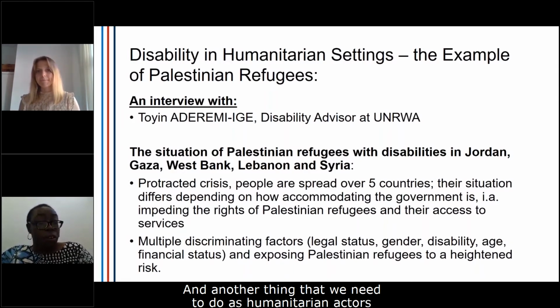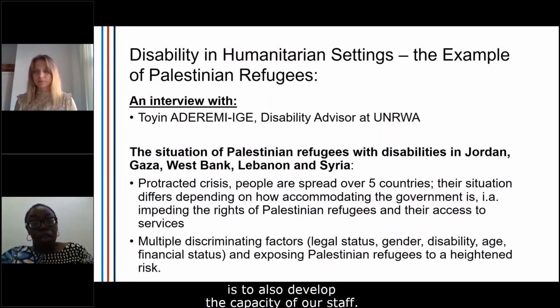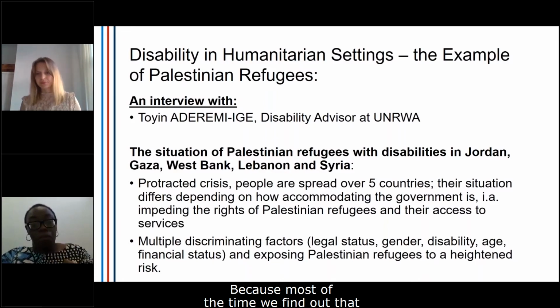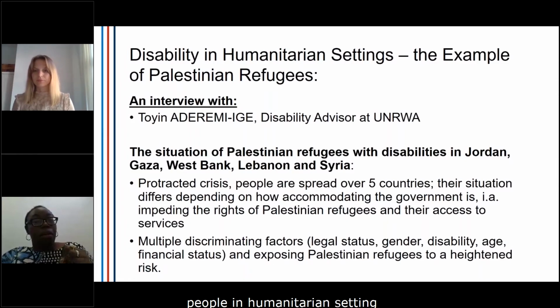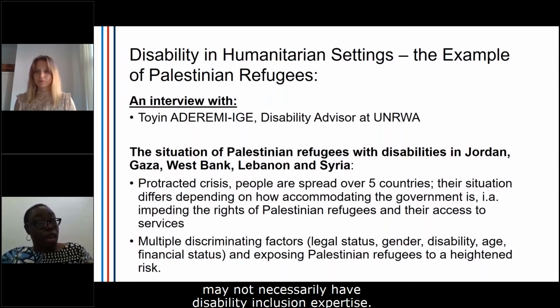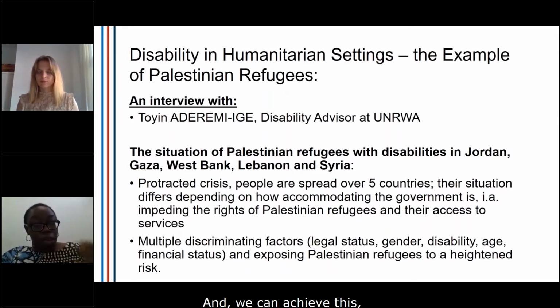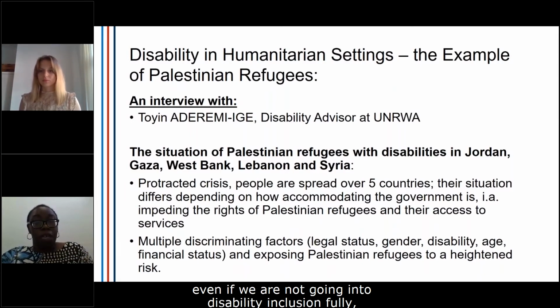And another thing that we need to do as humanitarian actors is to also develop the capacity of our staff. Because most of the time we find out that people in humanitarian settings may not necessarily have disability inclusion expertise. And we can achieve this even if we are not going into disability inclusion fully.